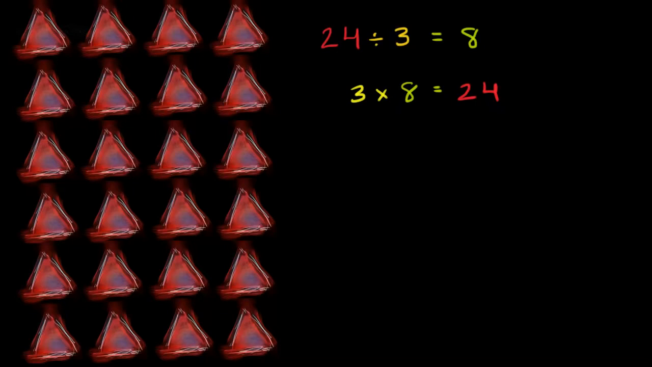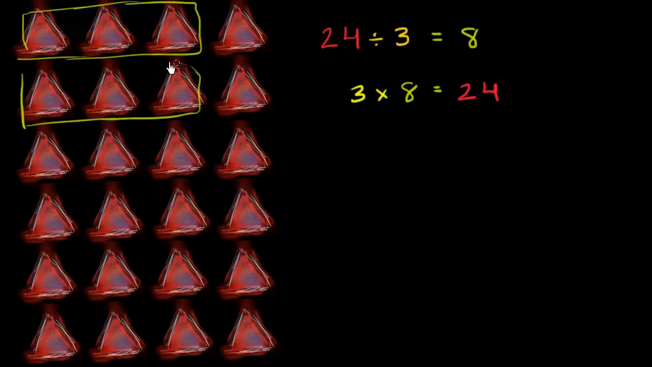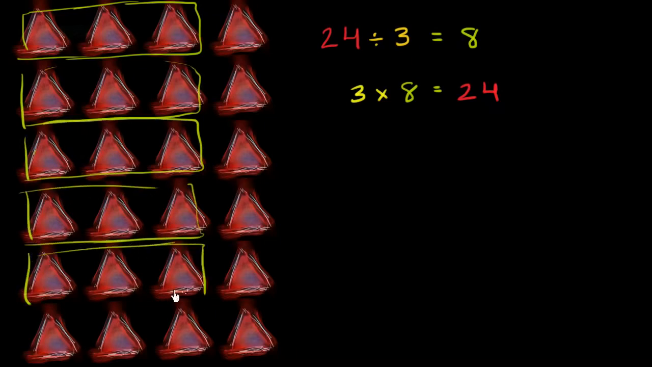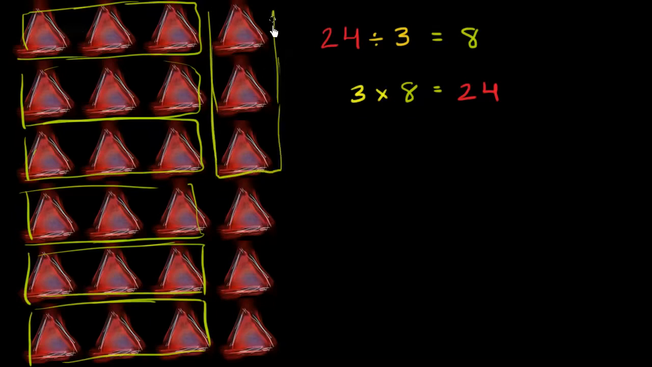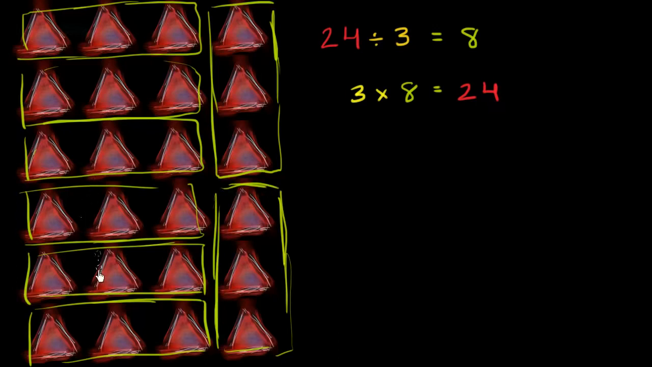So if we divide it into groups of 3, then, for example, this is a group of 3. That is a group of 3. This is a group of 3. You might see where this is going. That's a group of 3. That is another group of 3. And we're going to think about how many groups of 3 we're actually going to get. So this is another group of 3. And that's another group of 3. So how many groups of 3 did we get? Well, let's see. We have 1, 2, 3, 4, 5, 6, 7, 8 groups of 3.